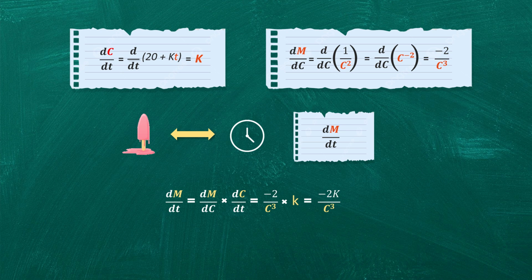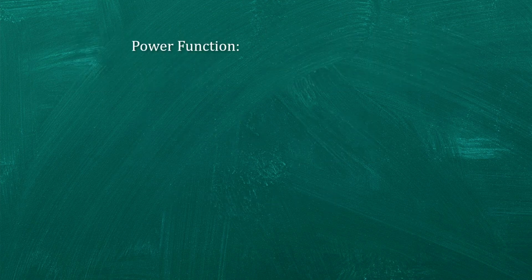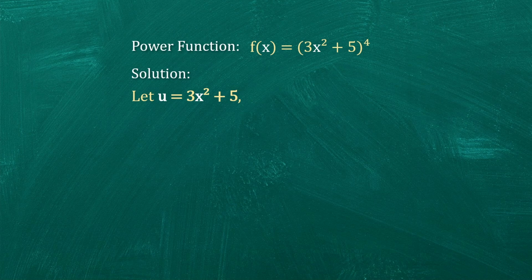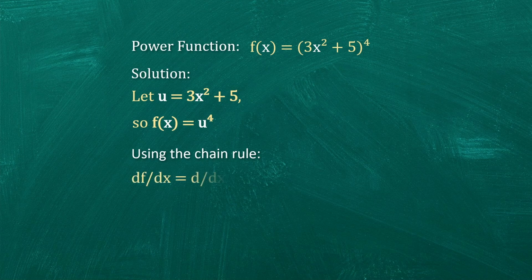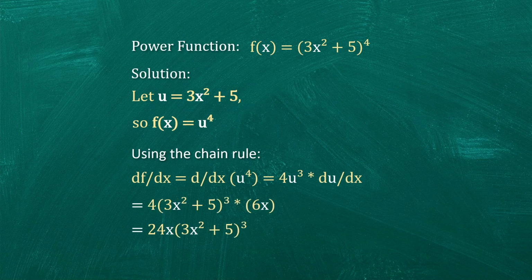Example 1, power function. Find the derivative of f(x) equals (3x squared plus 5) to the power of 4. Solution. Let u equals 3x squared plus 5, so f(x) equals u to the power of 4. Using the chain rule, df by dx is equal to d by dx of u to the power of 4 equals 4u cubed multiplied by du by dx equals 4 into (3x squared plus 5) cubed into 6x equals 24x into (3x squared plus 5) cubed.